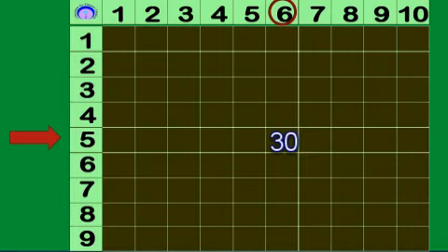The answer is 30. 5 times 7 is equal to 35. 5 times 8 is equal to 40. 5 times 9 is equal to 45. 5 times 10 is equal to 50. Let's go to the sixth line.